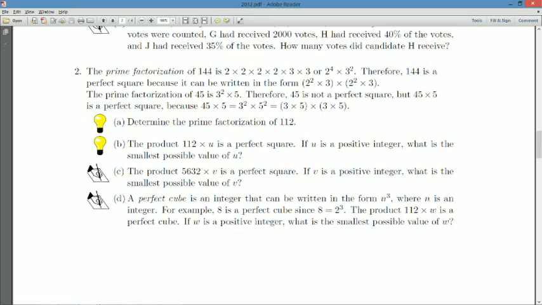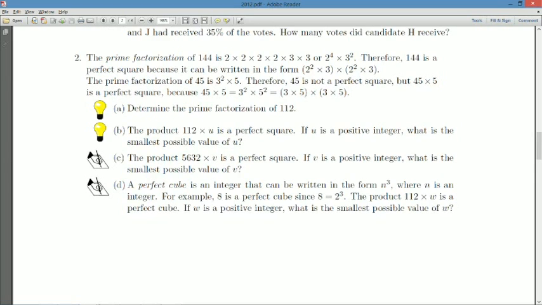But 45 times 5 is a perfect square because 45 times 5 works out to be 3 squared times 5 squared. So we can split that up into 3 times 5 times 3 times 5. And indeed, if we check it on our calculator, 45 times 5 is 225, which is 15 squared, just as they predicted. Alright, so that was a bit of a preamble. Now let's jump into the actual question portions of question 2.